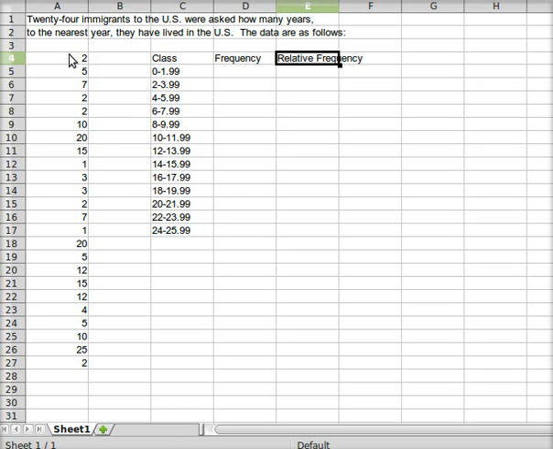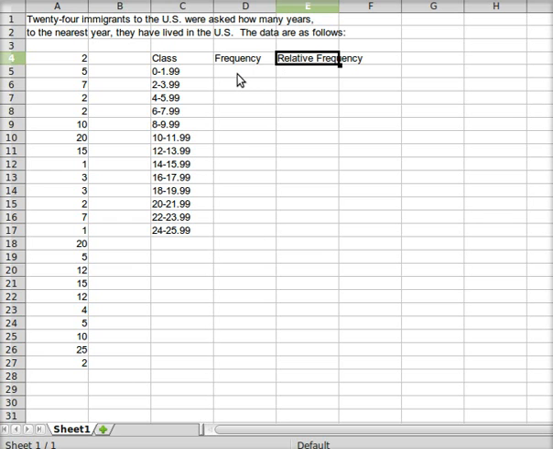Okay, in this problem, we have 24 immigrants to the U.S. We're asked how many years, to the nearest year, they have lived in the U.S. And the data are as follows. I've typed those in down here in this column, the way they appeared. And then here, we were given the class boundaries. And then we're asked to fill in the rest of the table.